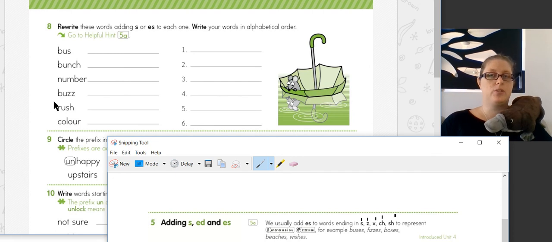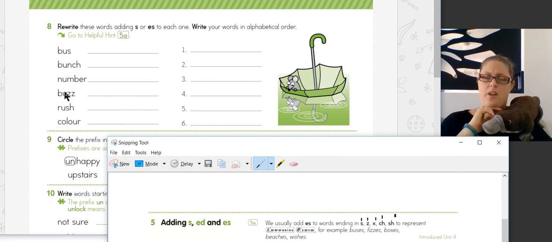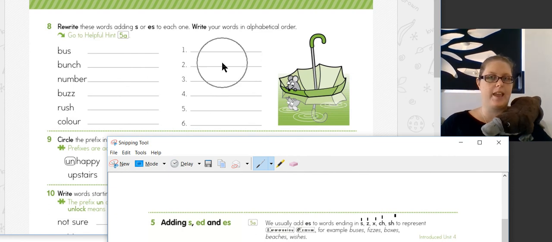So now I'm going to have to look at the second letter in each word. U. Oh, this is getting a bit tricky now. Now I'm going to have to look at the third letter. S, N, Z. If I go through my alphabet, I know that the N comes first. So bunches is my first word in alphabetical order. If I keep going through, so I've got buses or buzzers now. S comes before Z, so I'm going to put buses second and then buzzers third.